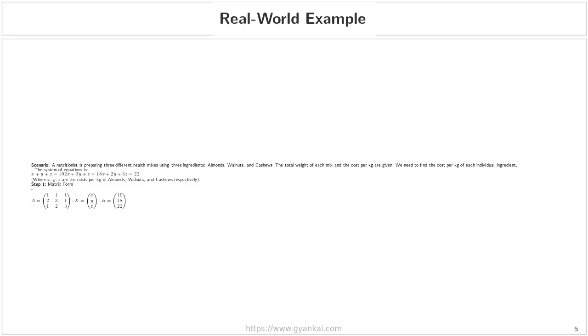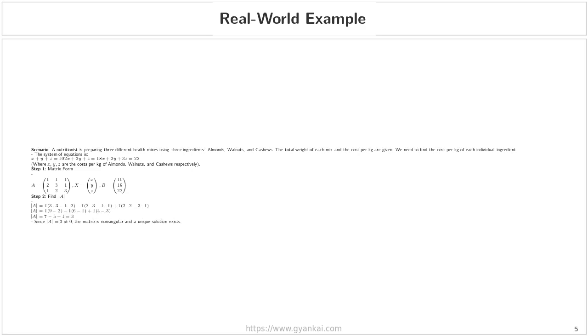Step 1. We must first write the system in matrix form. AX equals B here. Matrix A is our coefficient matrix, containing 1, 1, 1 in the first row, 2, 3, 1 in the second row, and 1, 2, 3 in the third row. Matrix X is our column of unknowns, x, y, and z. Finally, matrix B is our constant matrix, containing 10, 18, and 22.